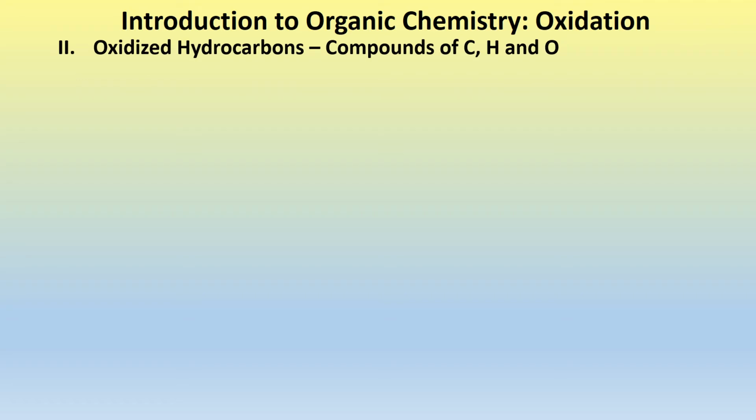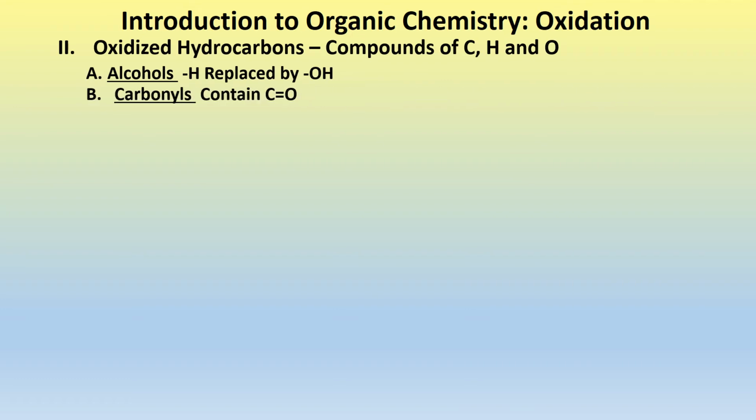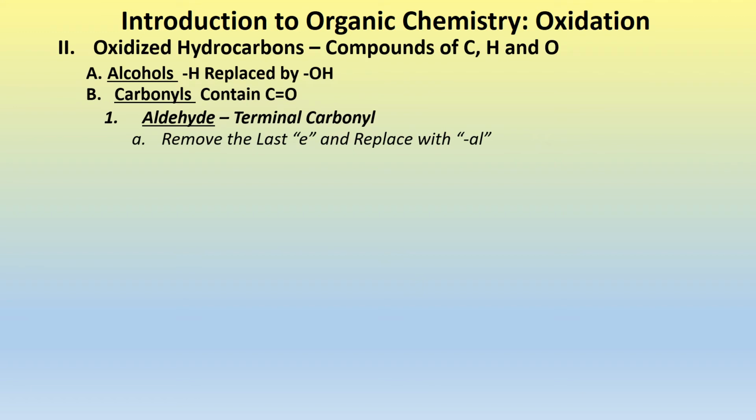Continuing with naming oxidized hydrocarbons, we've previously seen how to name an alcohol, where the H is replaced by an OH. We now move on to the next most oxidized type of hydrocarbon, a carbonyl, which contains a C double bond O. As mentioned, there are 2 types of these. In the first case, you can have an aldehyde, where the carbonyl group is terminal, or on the end of the chain. In this case, you remove the last E in the name and replace it with AL.